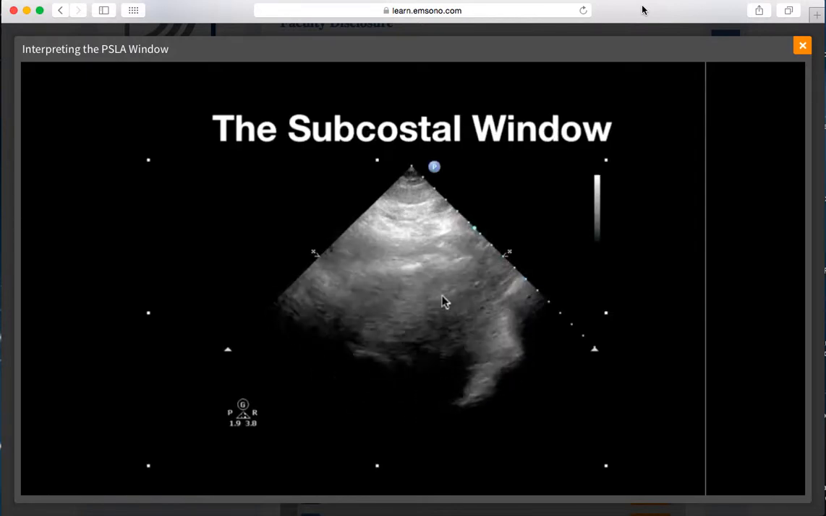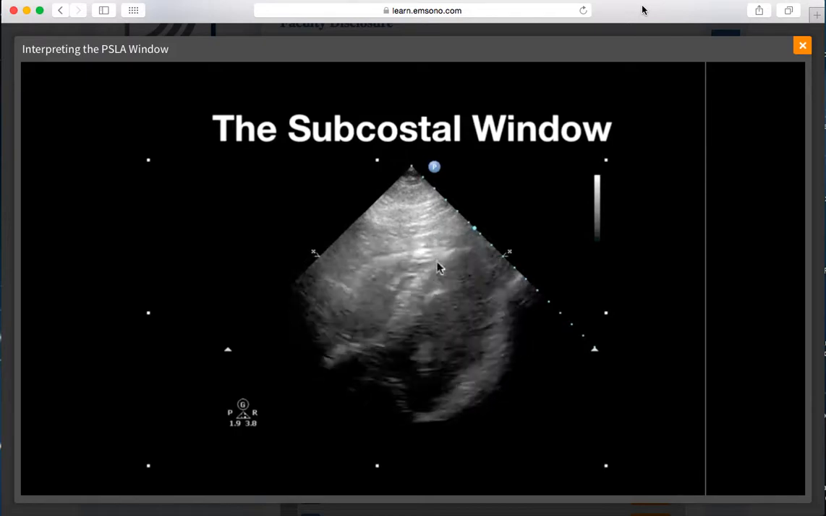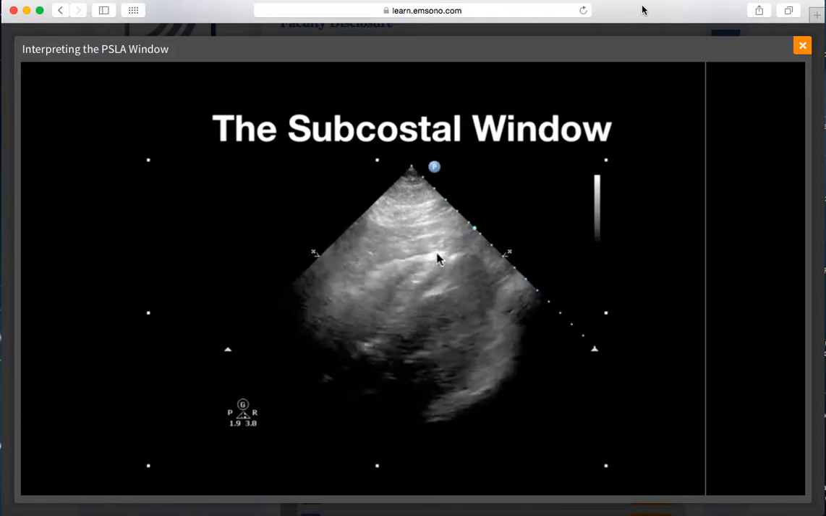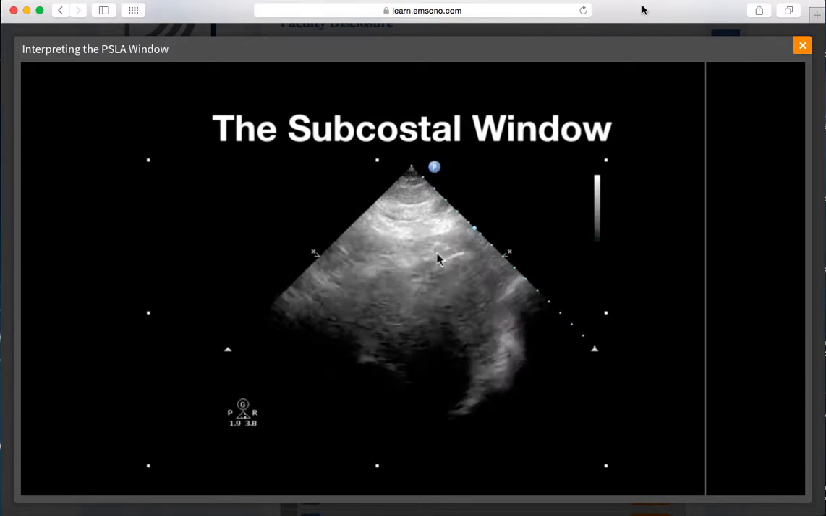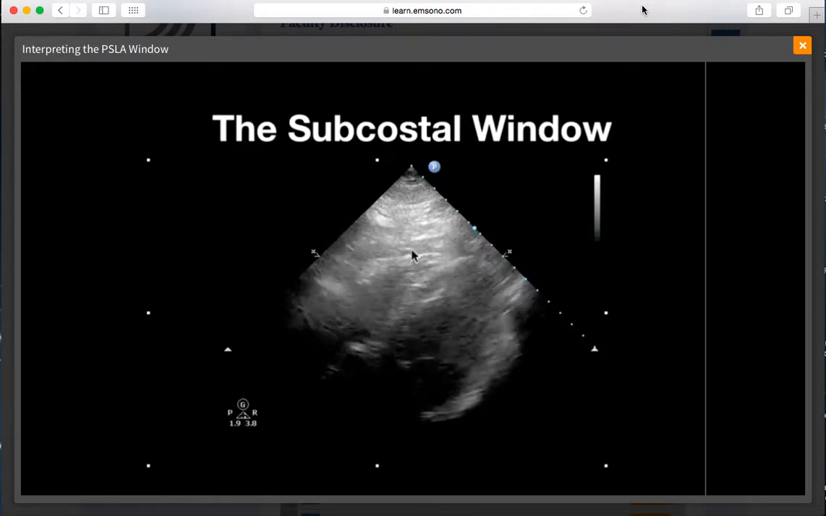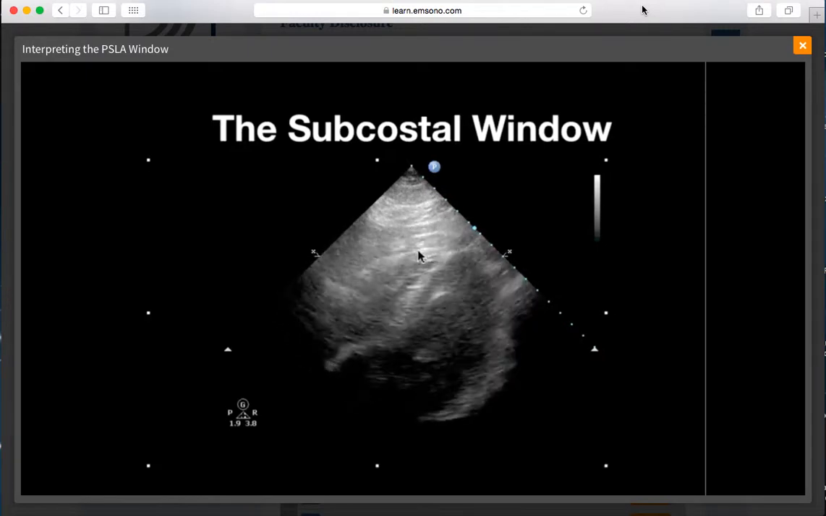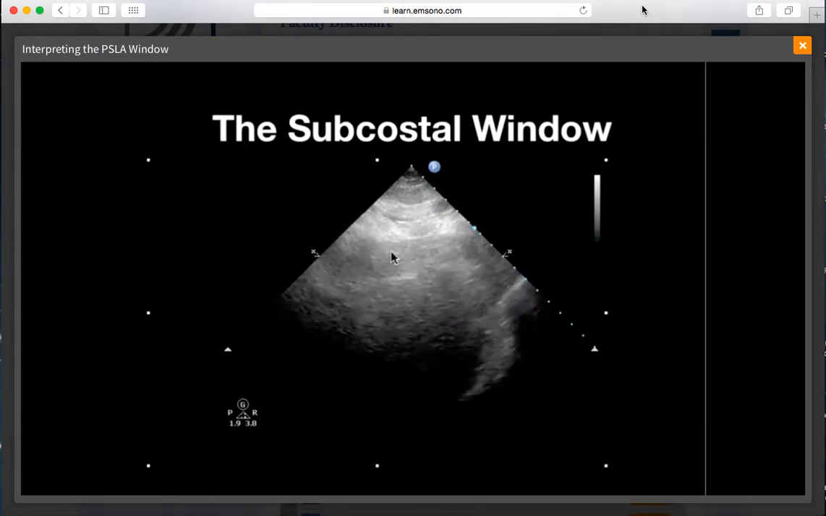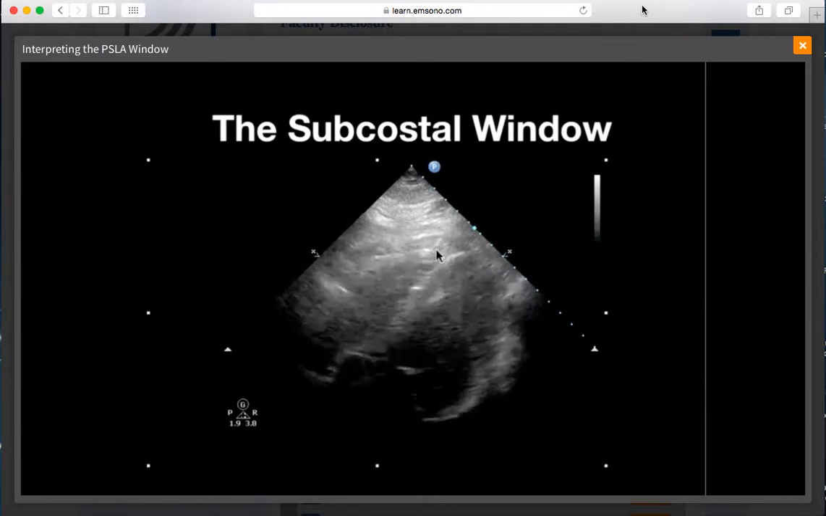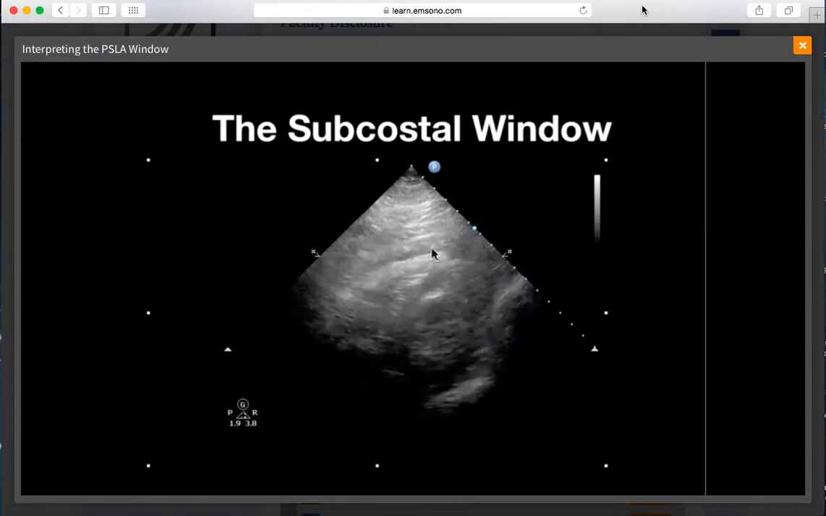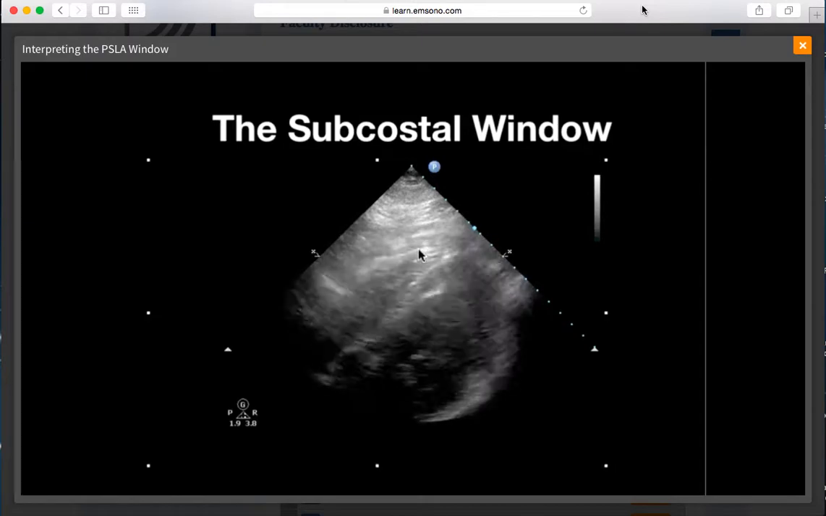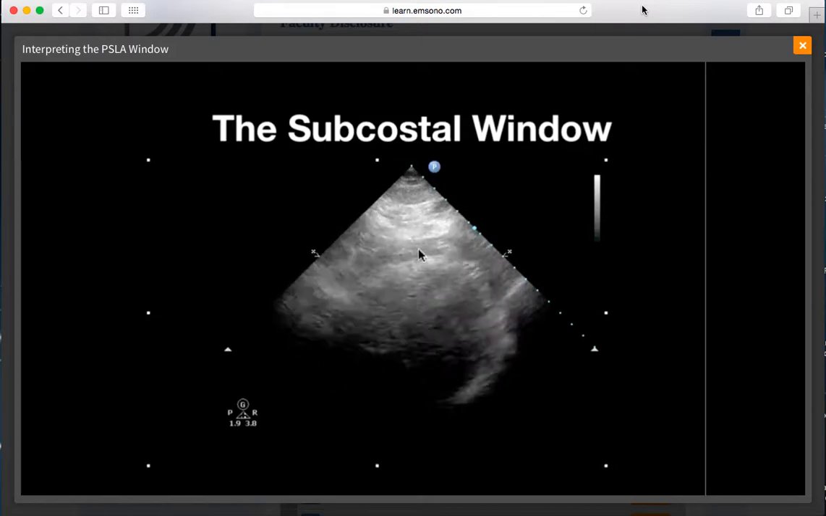Here we have a subcostal window of a patient who had a penetrating injury to the left precordial region. The physician that was performing the FAST exam, when they performed the subcostal window, noticed this echogenic space along the right side of the heart. They felt that this was most likely an epicardial fat pad because of the consistent echogenic pattern within this region that does not change between systole and diastole.